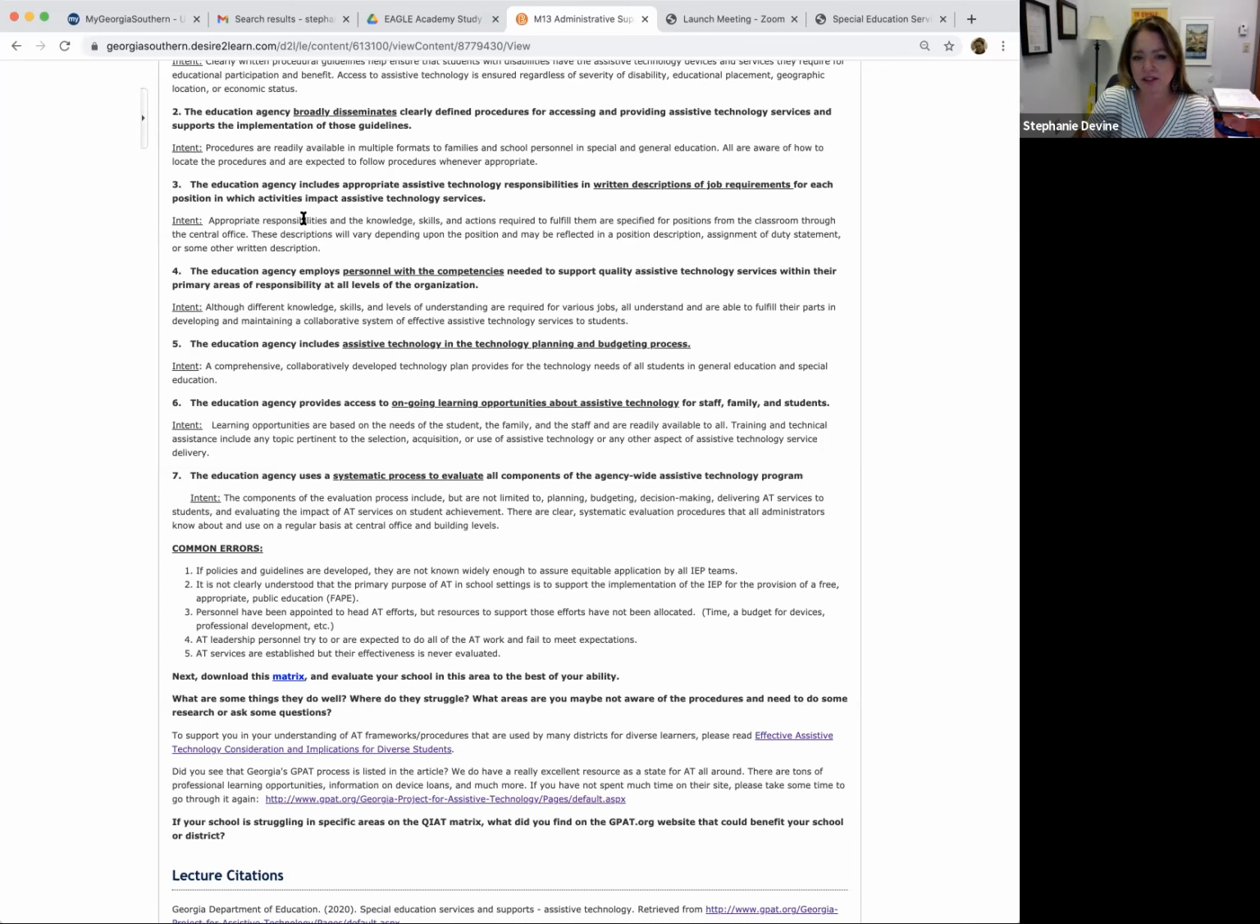Does your education agency employ personnel with competencies needed to support quality AT services within their primary area of responsibility at all levels of the organization? Different levels of knowledge will be needed for different types of jobs, but they would all understand and be able to fill their parts related to AT, and developing and maintaining a collaborative system so that you can effectively get AT devices and services to students who need it. It's a big one.